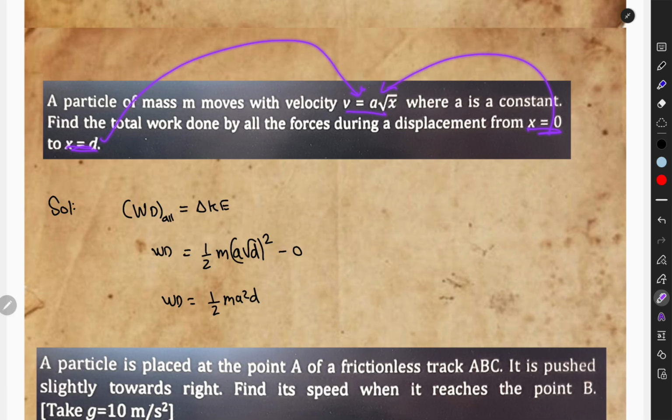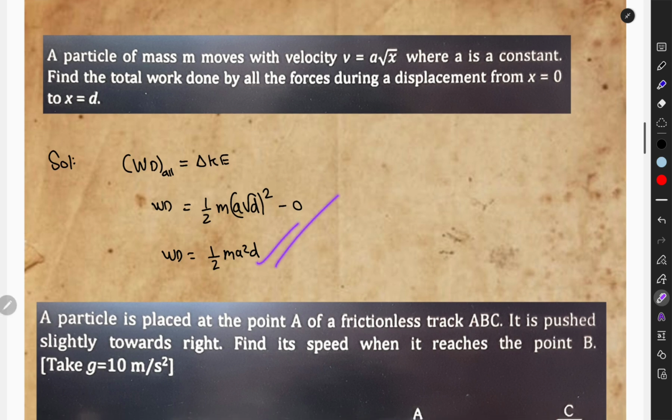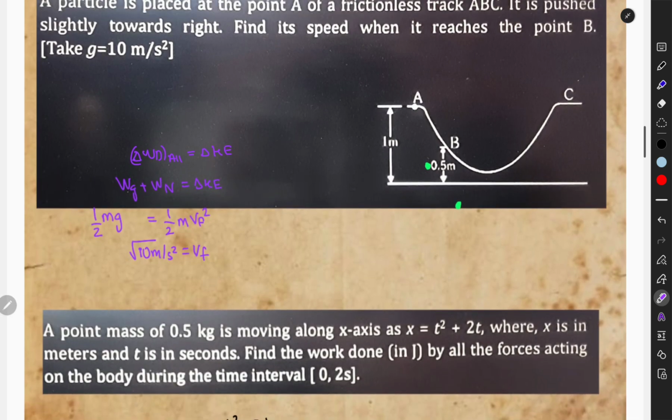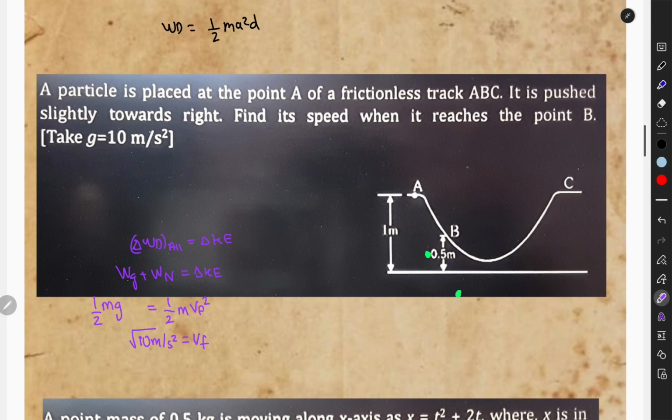and you will basically find the change in kinetic energy, which will be equal to the work done by all the forces. Refer to the solution and try to solve it by yourself. The next question is, a particle is placed at a point A of a frictionless track ABC. It is pushed slightly towards the right. Find the speed when it reaches the point B.